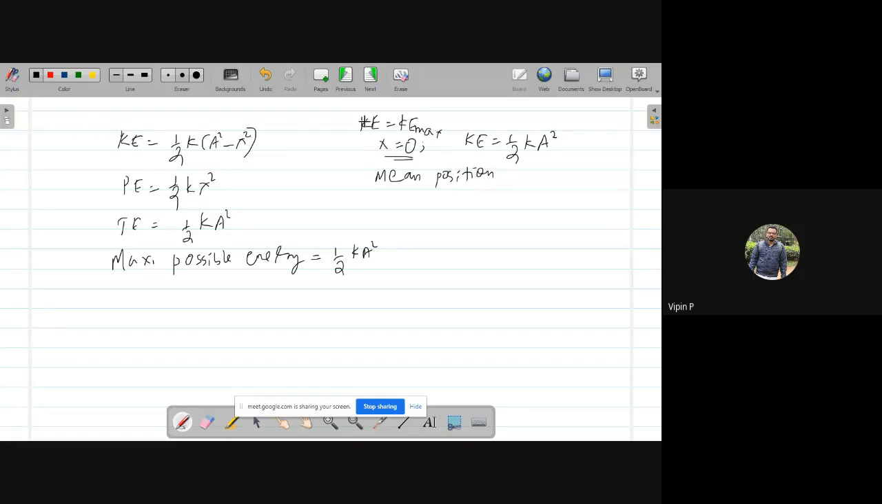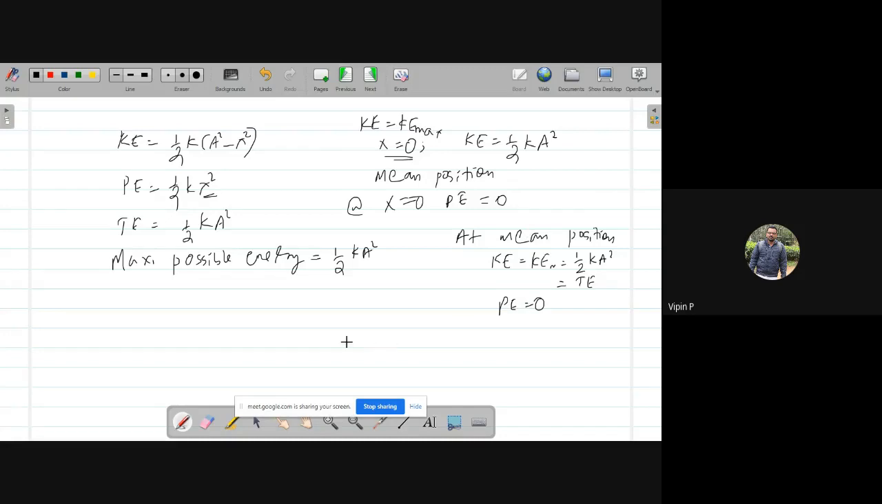So at the mean position, the energy is purely kinetic, which means that the total energy would still be half k a square, right? Let's see at that position, x equal to 0, what is the value of potential energy. If you substitute x equal to 0 over here, we find that potential energy is equal to 0, which means that at the mean position, KE is equal to KE max, which is equal to half k a square, which happens to be the total energy, and potential energy is equal to 0.